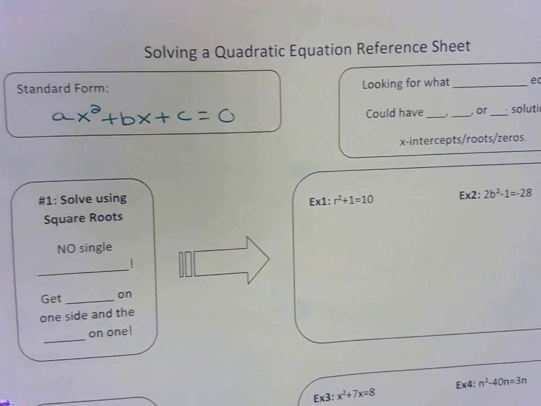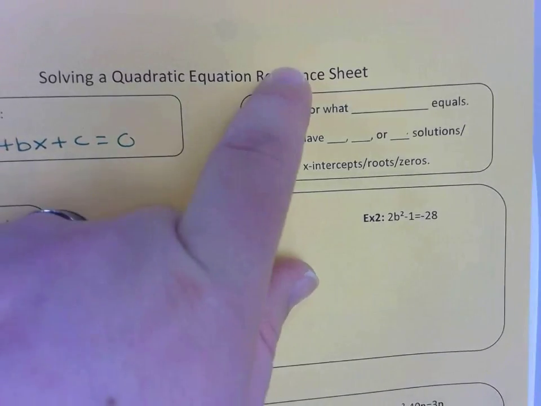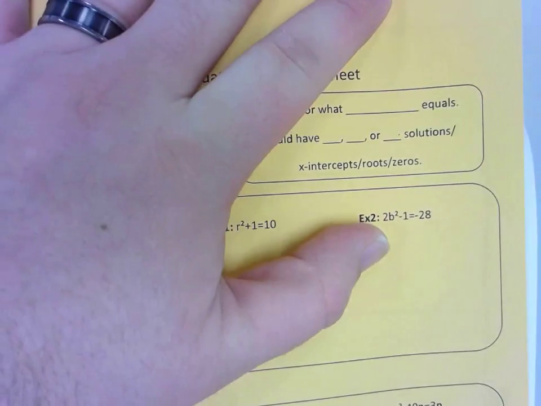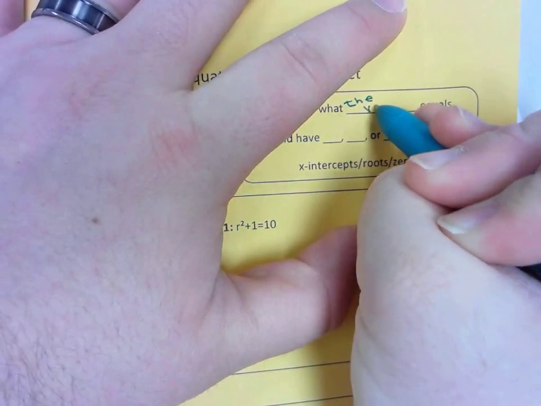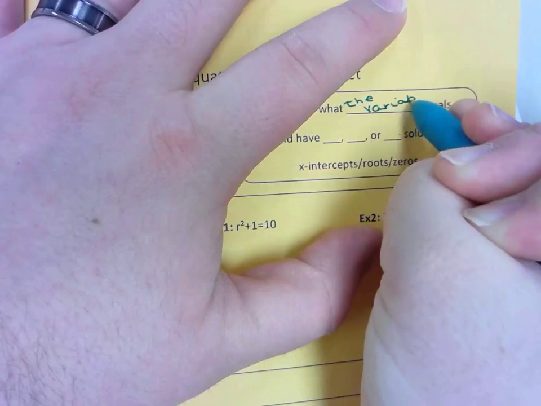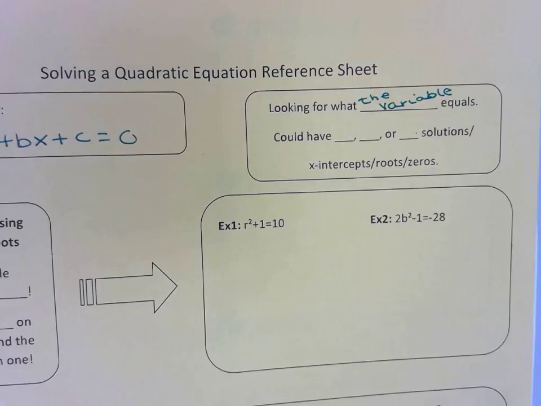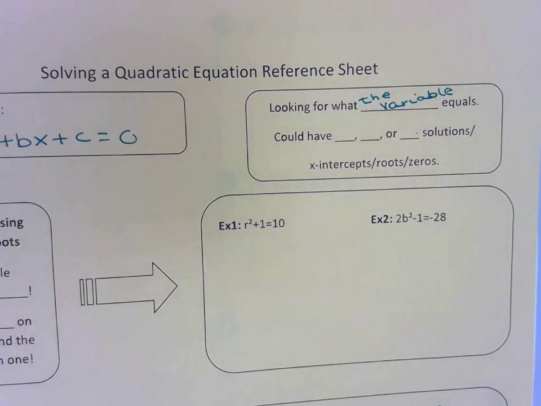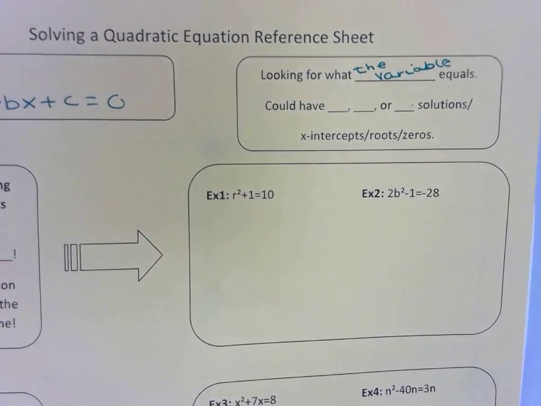When I am solving a quadratic equation, we are looking for what? We're looking for what equals? We're looking for the variable, what the variable equals. Normally it will be x, but we might have another variable. That's what I mean when I say solve. What does x equal? X equals 4 and 5, or x equals 10 and 7. You might have another variable, so I'm looking for what the variable equals. Okay, I could have blank, blank, blank, or I could have blank, blank, or blank solutions.